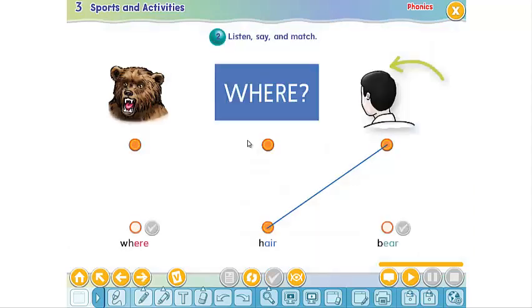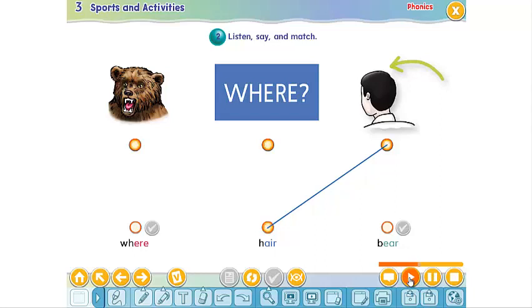Exercise number 2. Listen, say, and match. We have 3 pictures. This is a picture of bear, where, and here. Listen, then match the words and the picture. Listen to words with ERE, AIR, and EAR. They make the same sound. Air, air. Let's practice.